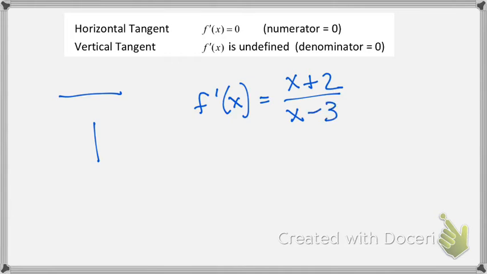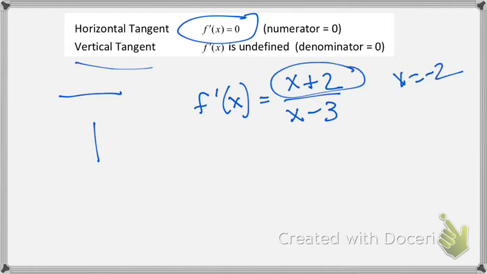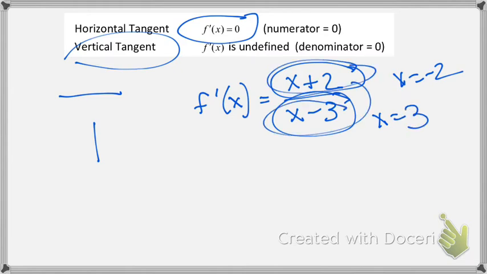if this was my derivative, the horizontal tangent would be when the derivative is 0, which is when the numerator is 0, x equals -2. Vertical tangent would be when the denominator is 0, because that's when this would be undefined, and that would be x equals 3. So horizontal tangent, vertical tangent. But again, that's only if you already have the derivative. If you don't have the derivative, you find it first.